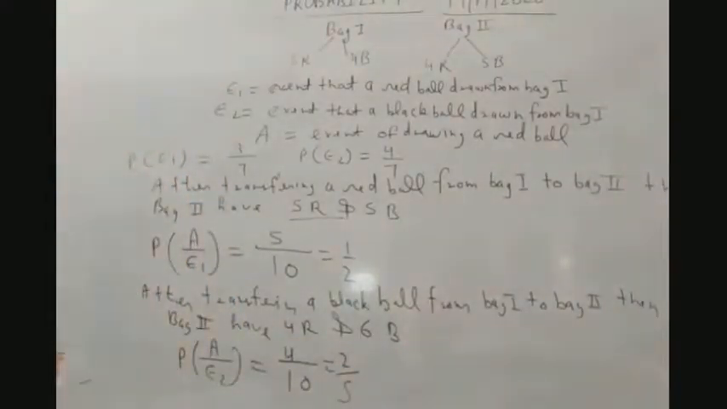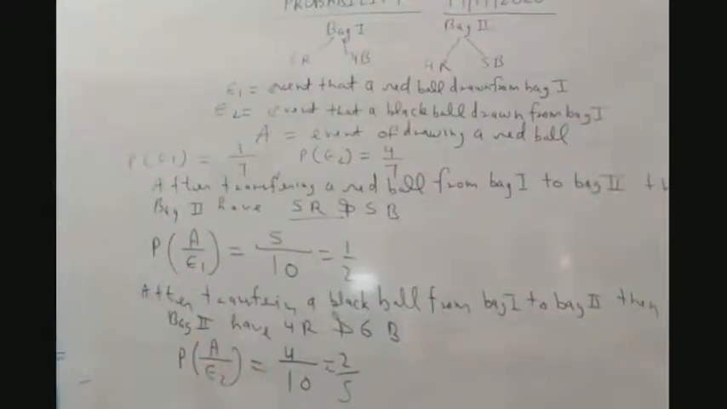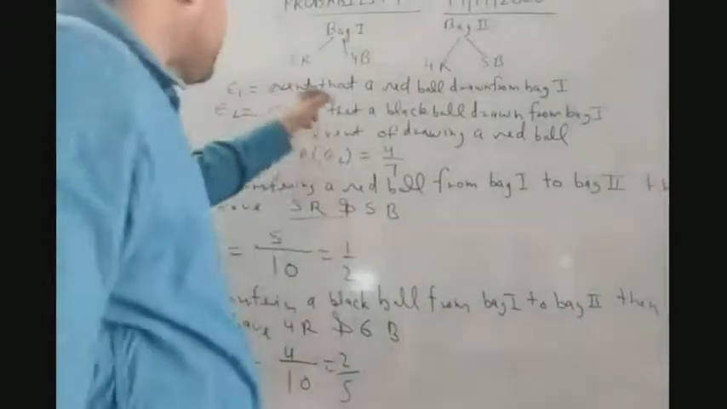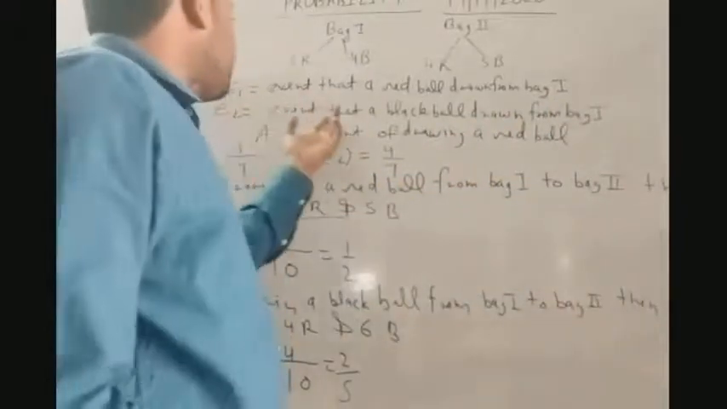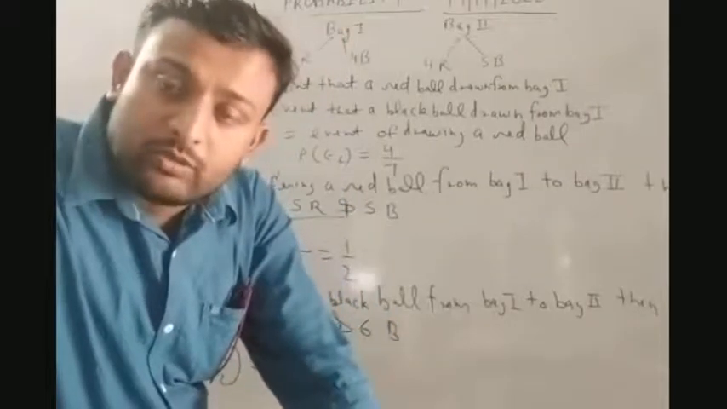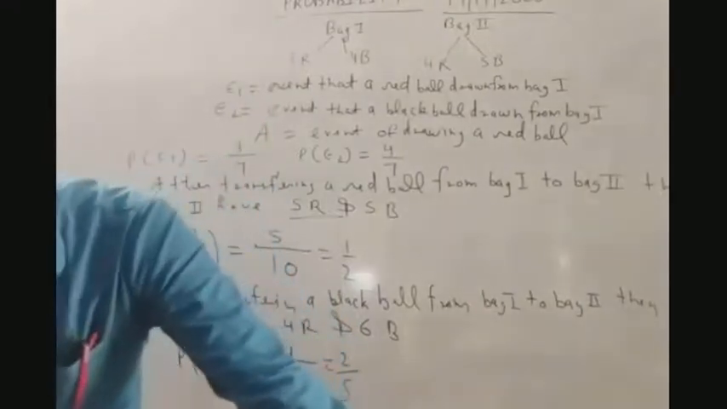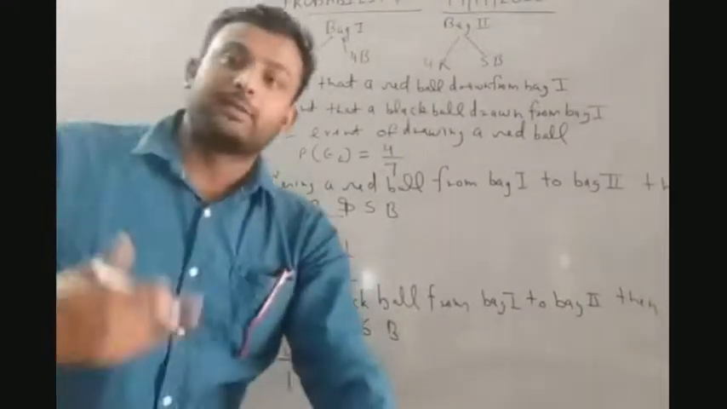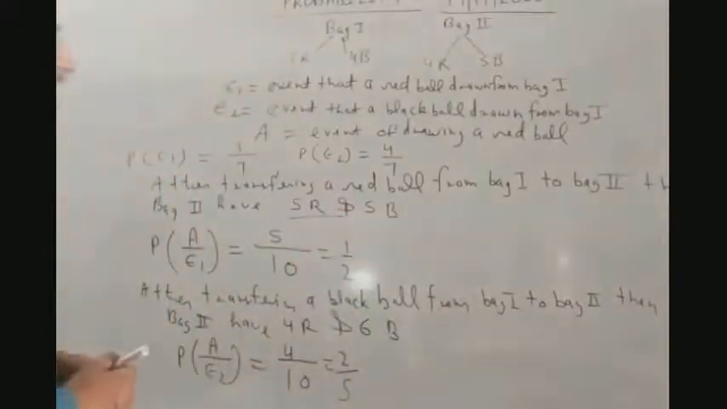We have to find the probability of E2 given A, because in the question we have to find the probability that the transferred ball is black. The first event E1 is that a red ball is sent. E2 is that a black ball is sent. So the question is: find the probability that the transferred ball is black.